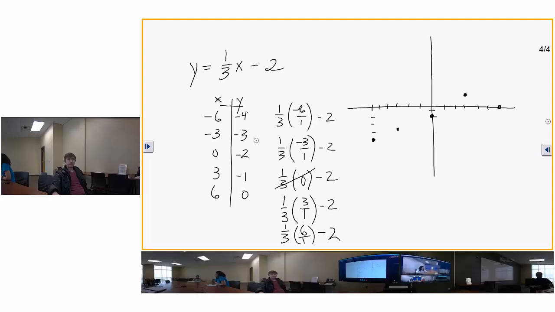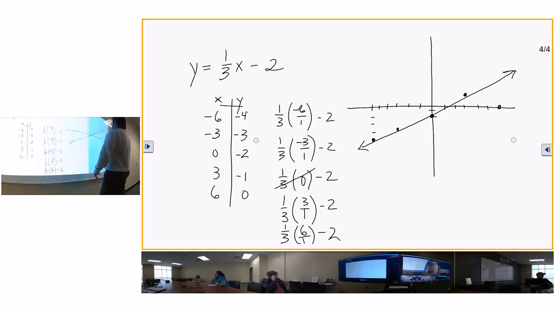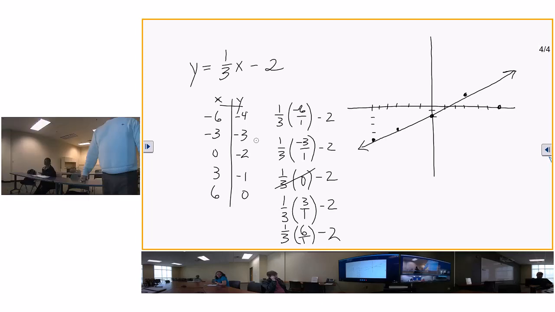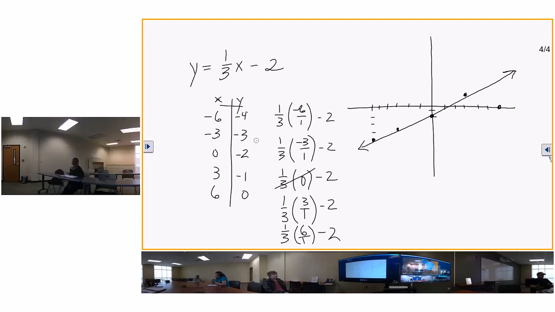Something's wrong because I got a point off. I don't know what's wrong. You got what? That's my line. What do we got wrong? Oh, 6 divided by 3 is 2. 2 minus 2 is 0. Why am I not lining up? Something's not right. It's supposed to be 6 and a positive number at the end, right?